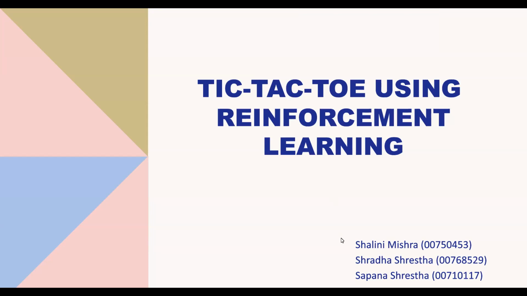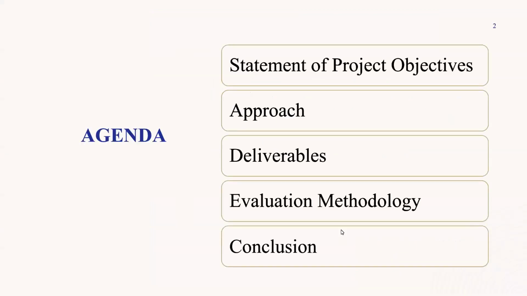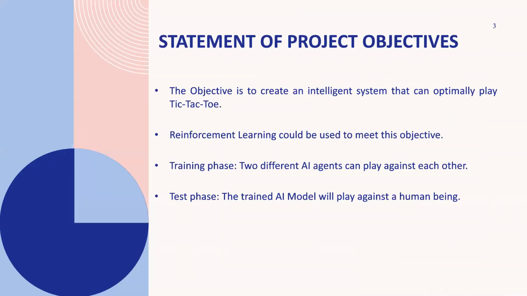We have a really interesting project to present today, which we implemented as a part of our AI course. The name of our project is Tic-Tac-Toe, and the realm of AI that it uses is reinforcement learning. The objective of our project is to create an intelligent system that can optimally play tic-tac-toe, and reinforcement learning could be used to meet this objective.